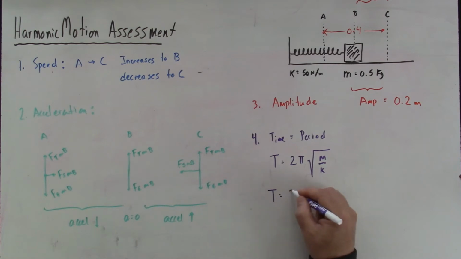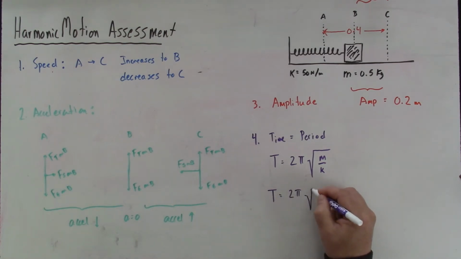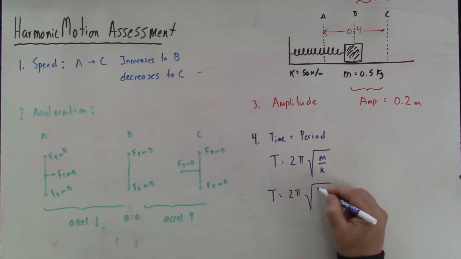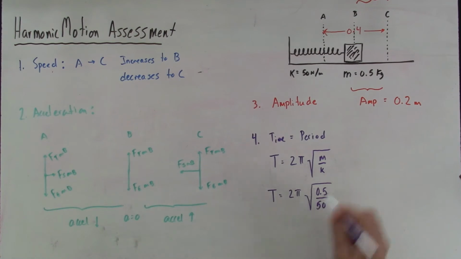So if we just plug and chug what we know, the mass is 0.5, the spring constant is 50, so do 0.5 divided by 50 in your calculator, then take the square root, then multiply by 2, then multiply by pi, and I got as an answer on this one 0.628 seconds. So it would take 0.628 seconds to go there and back. We call that the period.